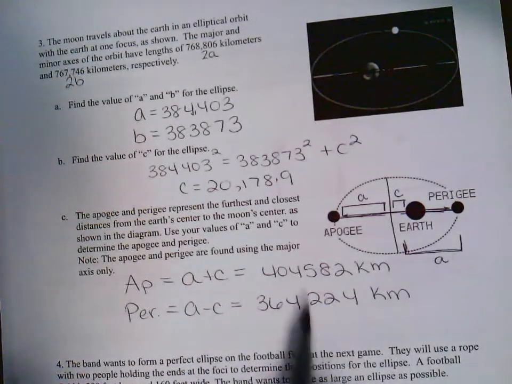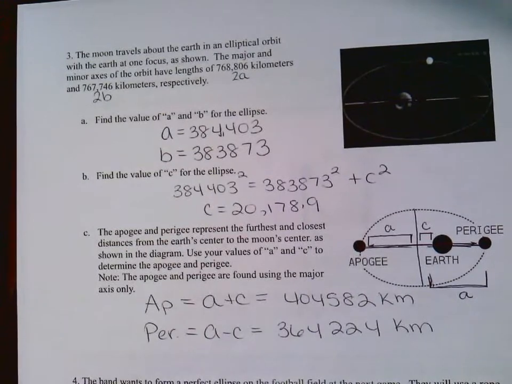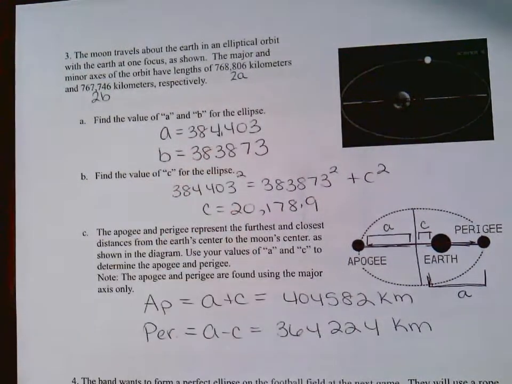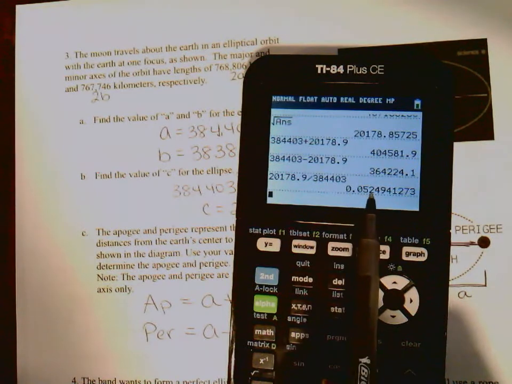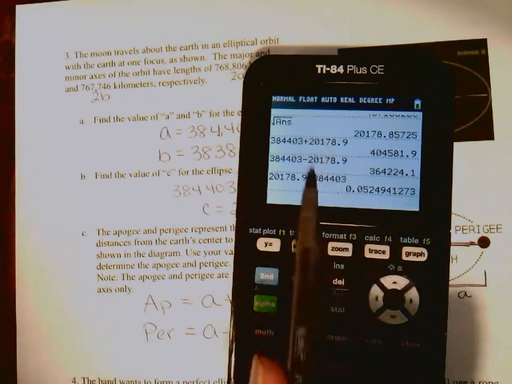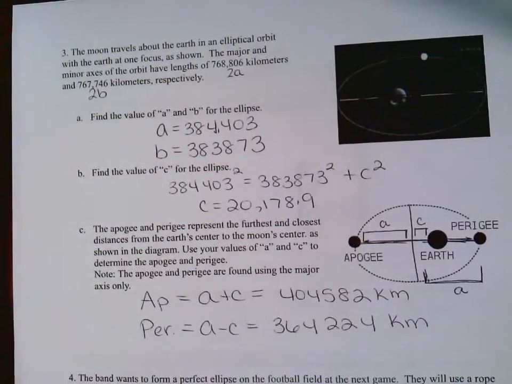Just for interest's sake, what is the eccentricity of this orbit? So if I take 20,178.9, divide by 384,403, so the eccentricity of this orbit is 0.05. It's that circular of an orbit. So it's really circular. You're not going to notice much difference in where the moon is located.